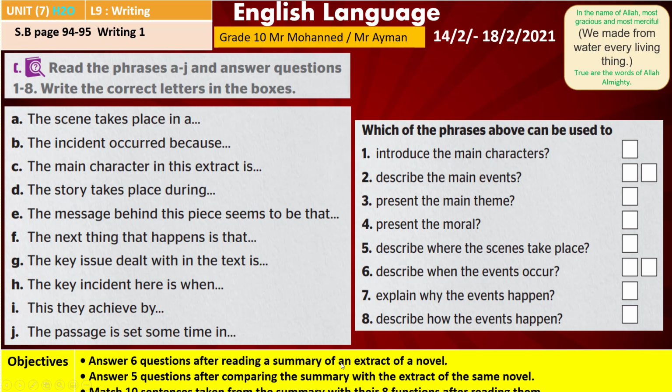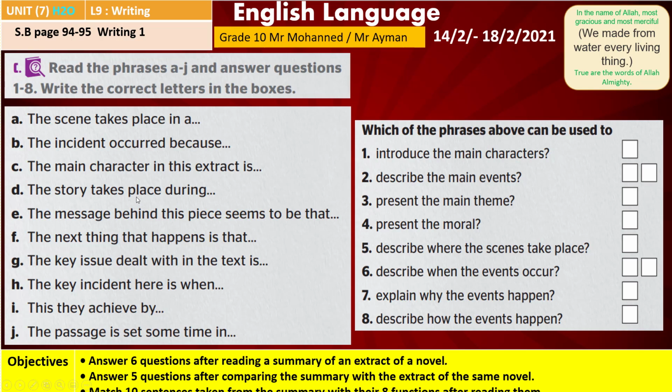Okay, let's move on. Okay, the next objective. Read the phrases from A to J and answer the questions. Write the correct letters in the boxes. We have phrases here and we have sentences here. The scene takes place in a. The incident occurred because. The main character in this extract is.